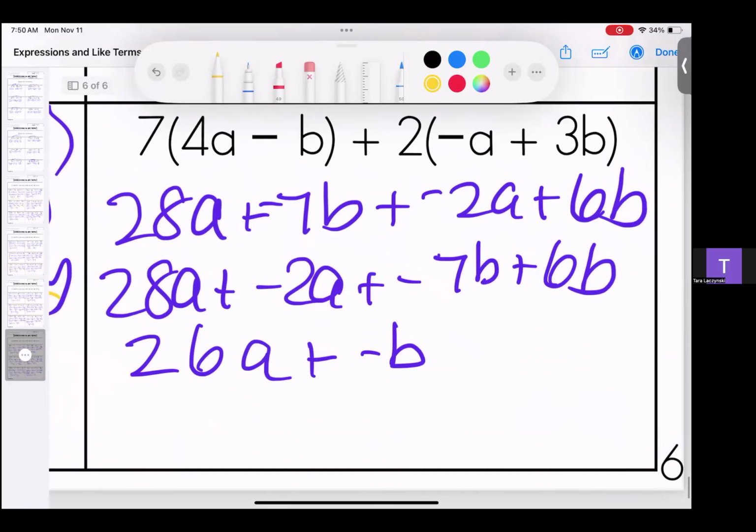Over here, 7 times 4 is 28. 7 times 1 is 7. 2 times 1 is 2. 2 times 3 is 6. We have 2 negatives. 28 minus 2 is 26, but it's positive. 7 minus 6 is 1, or just the B, but it's negative.